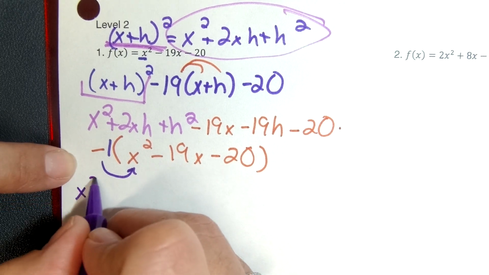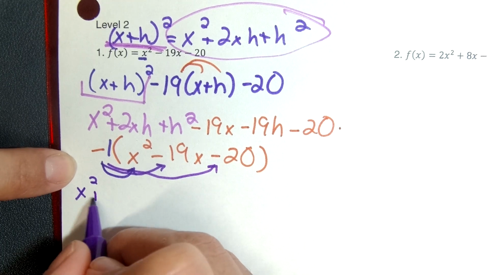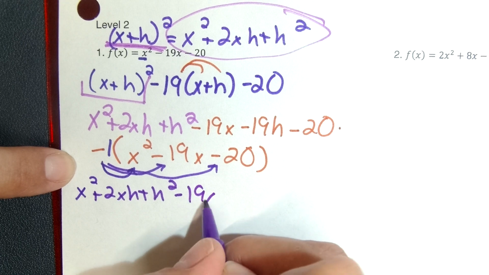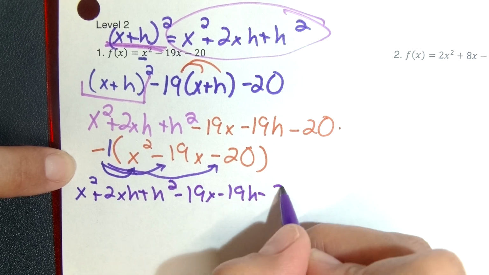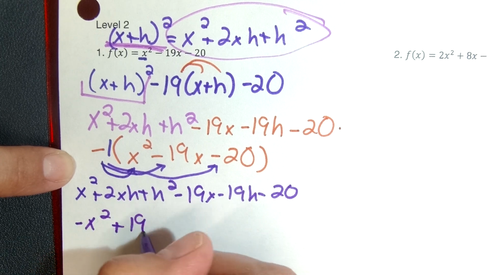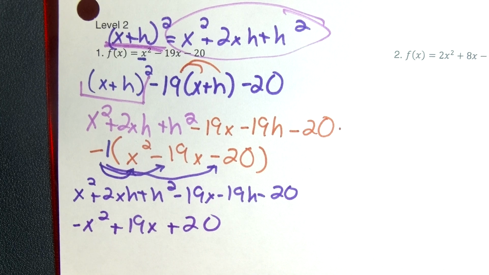I'm going to rewrite the problem. So we have x squared plus 2xh plus h squared minus 19x minus 19h minus 20. I'm going to put it down here. Minus x squared plus 19x plus 20. And I know that was very fast. But are there any questions so far?